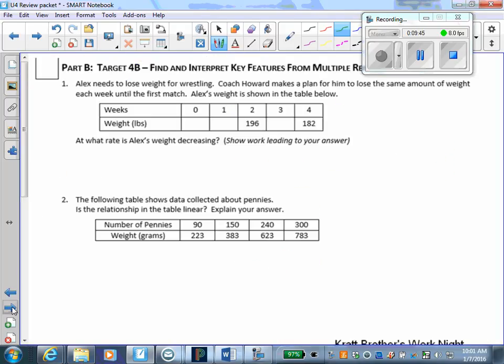Alex needs to lose weight for wrestling. Coach Howard makes a plan for him to lose the same amount of weight each week until the first match. His weight is shown in the table below. At what rate is Alex's weight decreasing? All right, so I just need to find the change in y over change in x.